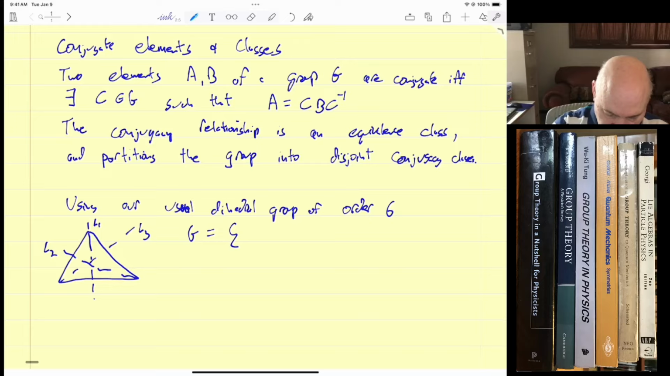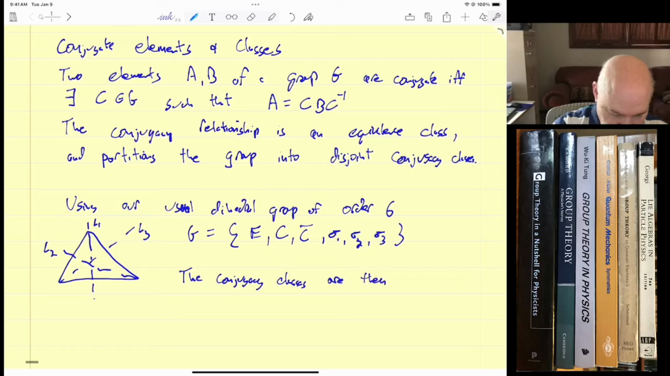So we have elements, the group G is equal to the set of E, which is the identity element, does nothing. C and C bar are clockwise and counterclockwise rotations. And sigma 1, sigma 2, sigma 3 are reflections about these lines that I've drawn, L1, L2, L3. And so in this group, we have three classes.